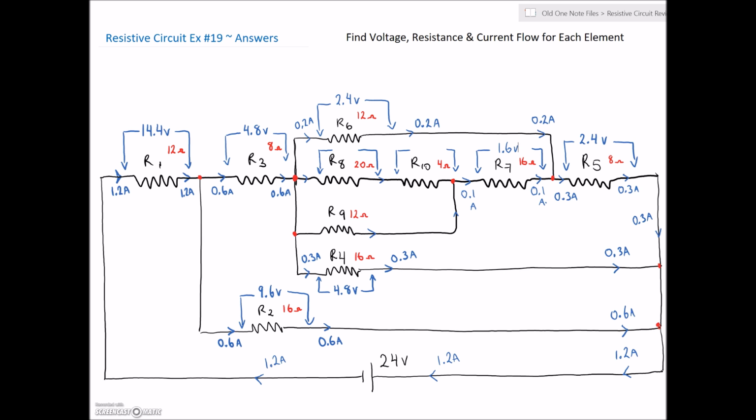Okay, well let's take a look at the voltage. We do have 2.4 volts from here to here, right? So that means that we should have 2.4 volts from the same point down here across to here. So we've got 2.4 volts impressed across R9 and R7. And if we lose that 1.6, then that leaves us with 0.8 volts across R9.